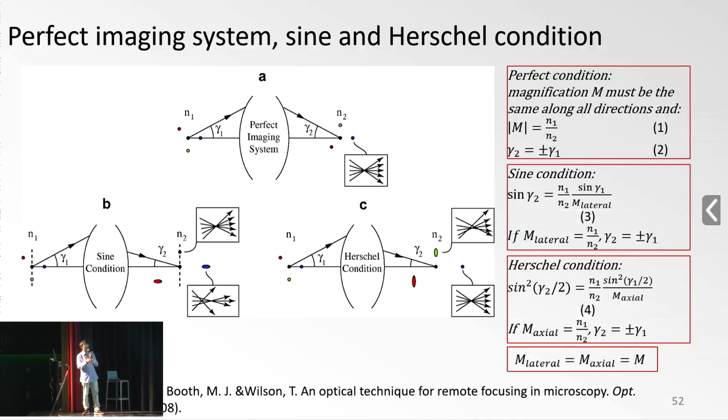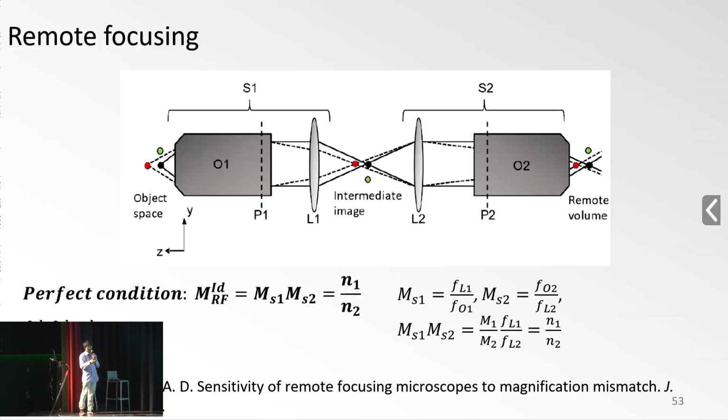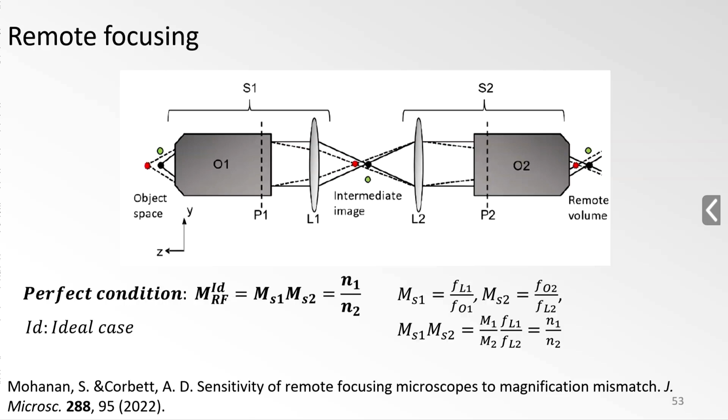And of course, for some details, there's the sine condition and the Herschel condition, which describe that your image needs to be perfect in the axial direction or in the lateral direction. But in the end, the conclusion is if you make this lateral and axial magnification the same, m, and this m equals the ratio of the refractive indices, then you have the perfect imaging system. So this is the perfect imaging system. You have the first objective, and then you image your sample here, and then you make the second magnification system. You have the second objective, you have the second tube lens, and as long as you make sure that the magnification between these two equals n1 over n2, then you have the perfect system.